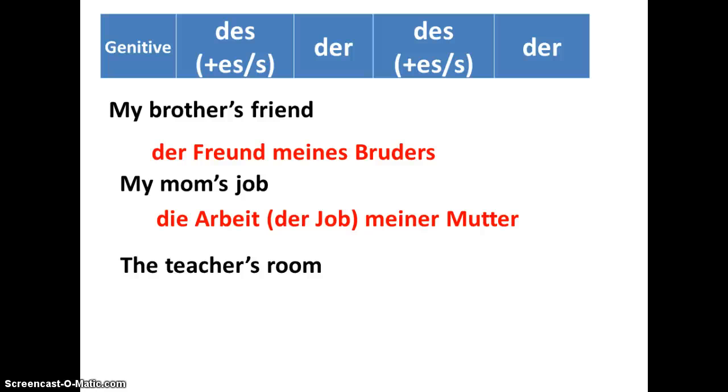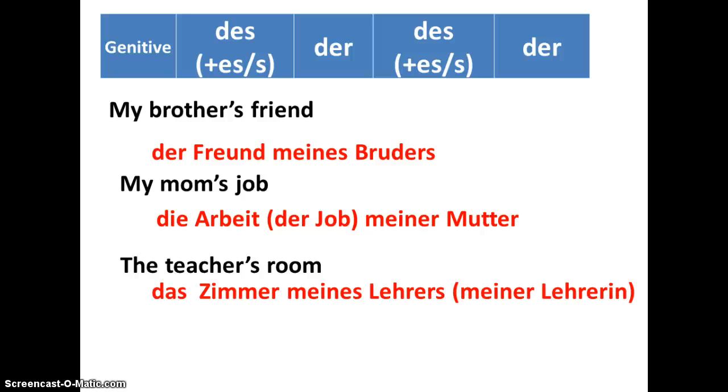The answer that I came up with is das Zimmer meines Lehrers. I see here I used meines Lehrers. Your answer probably says des Lehrers, which is a better answer. I said my teacher's room. But the answer really should be des Lehrers. And if you chose a female teacher, der or meiner Lehrerin.